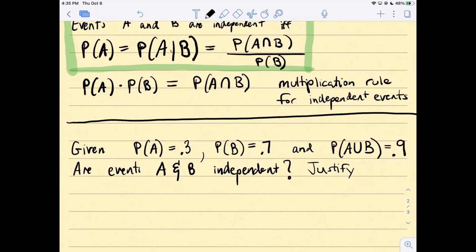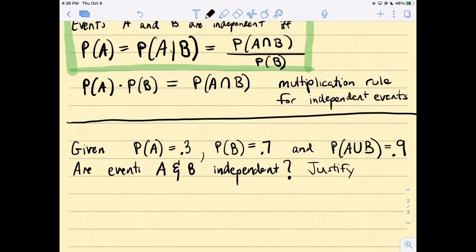So does anyone have any thoughts? We don't even know anything about these events. Can we tell from the information given whether they are independent or not? The hint is to try to check if the multiplication rule is true. You're going to need to recall a concept we did in another problem. It was an easy concept, and I think you were all pretty comfortable with it. Anyone have any ideas?